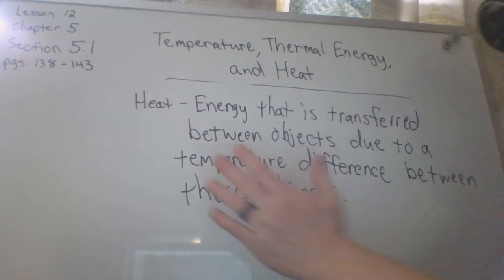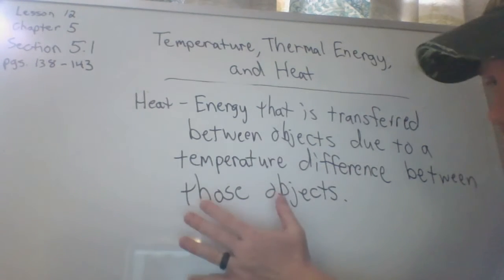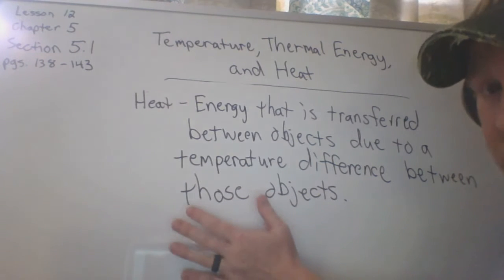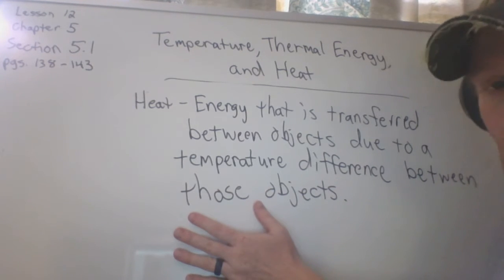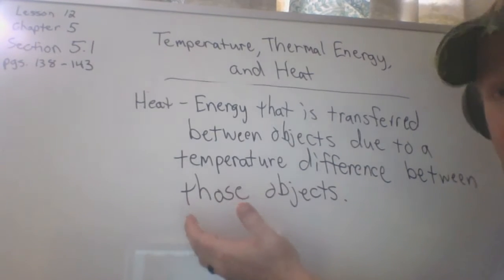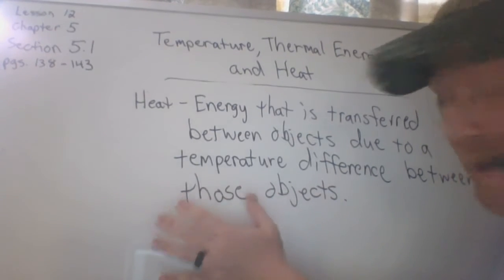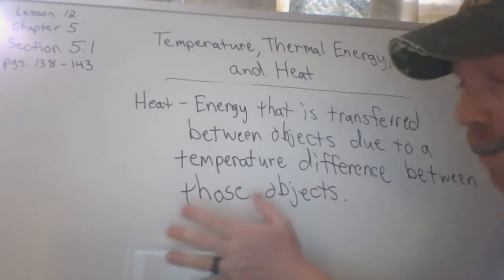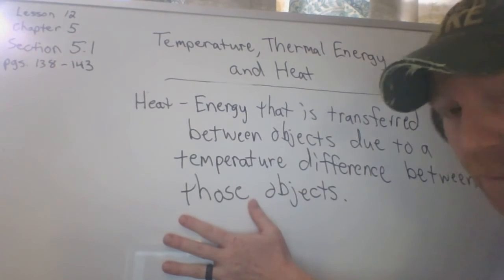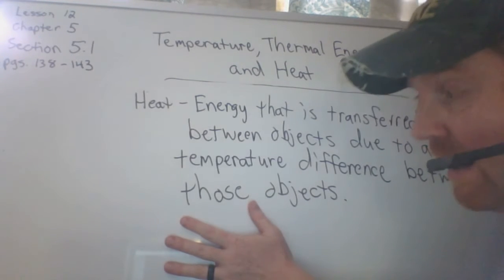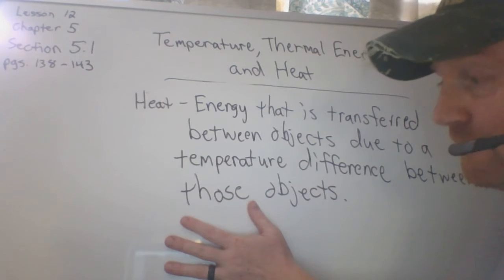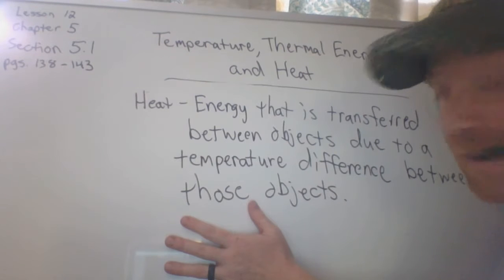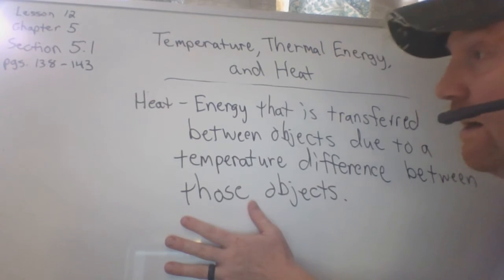Imagine, I'm going to put my hand on the board here. As soon as I put my hand on the board, it feels cold to my hand. What's happening is energy is being transferred from my hand to the board. There's a higher average kinetic energy, a higher temperature, of my hand versus the board. So when the fast moving particles of my hand are colliding with the slow moving particles of the board, I'm actually transferring energy from my hand to the board, and that is heat.